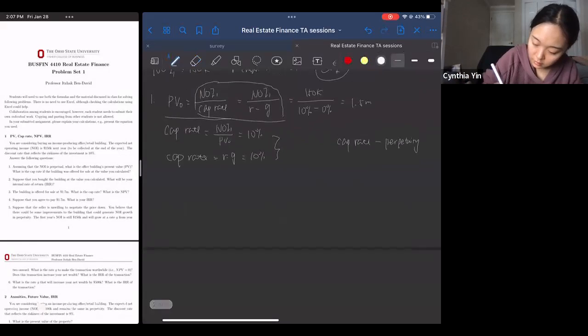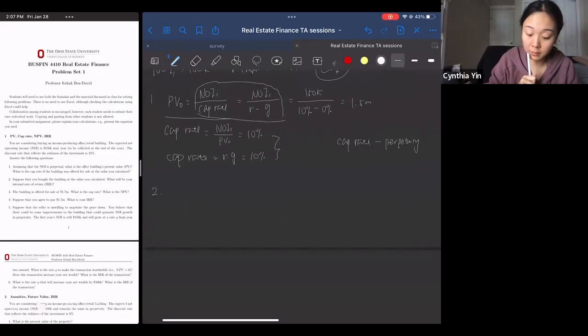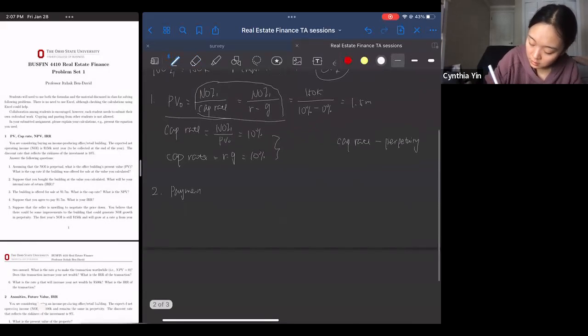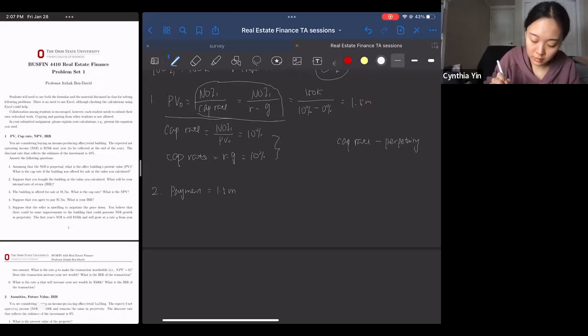Then let's go to small question 2. Suppose you bought the building at the value you calculated. This one means you buy it, and the payment is 1.5 million from the last question. And what will be your IRR?